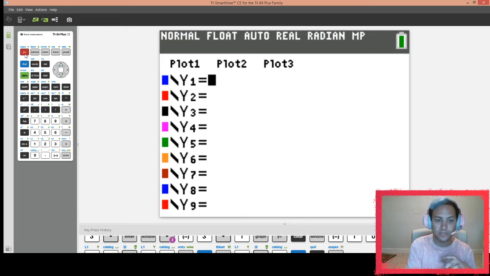If you're using a Casio, I'm sorry, I told you at the beginning of the year, I don't use Casios. I don't know how to use Casios. Figure it out. Go on Google. Go on YouTube. Someone will teach you how to do it. But with this TI, what we're going to do is plug some stuff in.